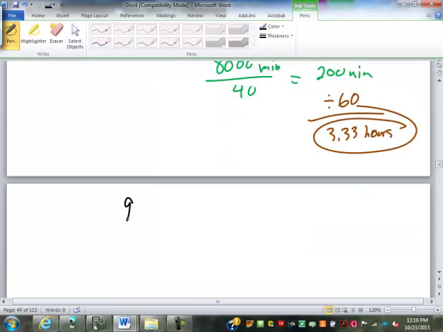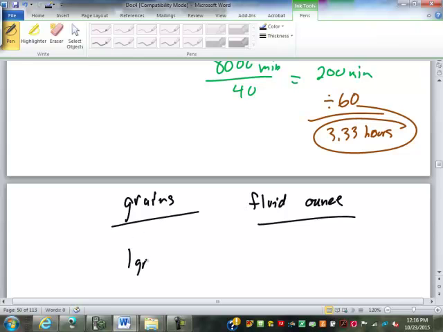Make sure, by the way, that you are familiar with grains and with fluid ounces. We did some examples in the last couple of weeks with those. You may want to look back over those. The fact that 1 grain is how many? Do I remember, 1 grain is how many milliliters? Or milligrams, I should say. Not milliliters.